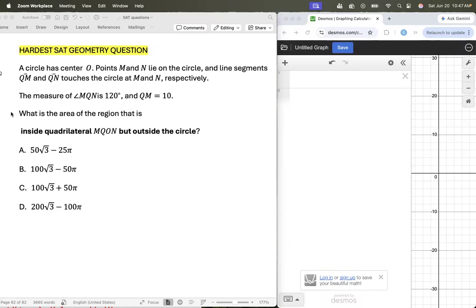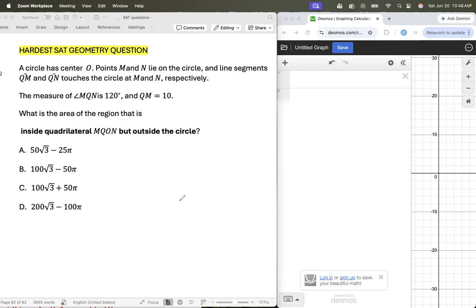So first, we've got to read the question and analyze it. We have a circle with center O. M and N lie on the circle, and there's a line segment QN, and QM and QN touch the circle at M and N. They've given you a measure of 120 degrees for the angle MQN, and they give you QM as 10. What is the area of the region inside the quadrilateral and outside the circle? So it's two areas. First, analyze the question, break it down as you read it.